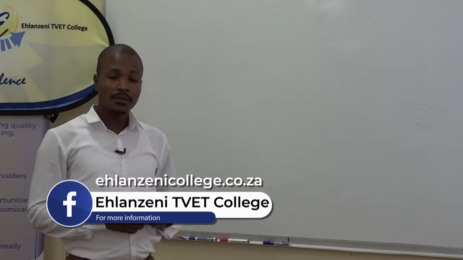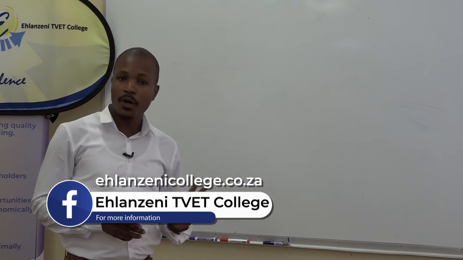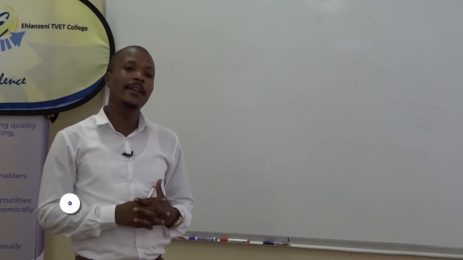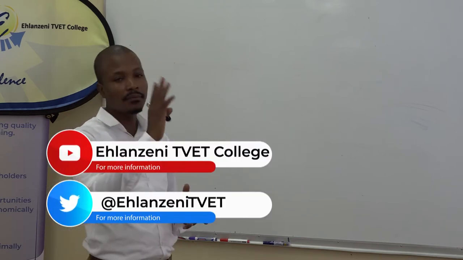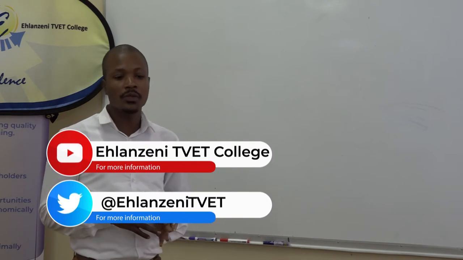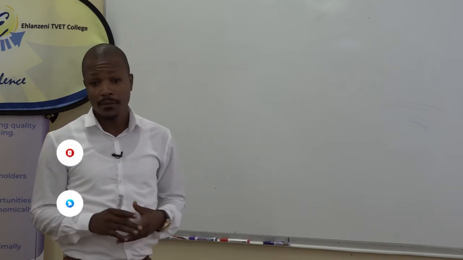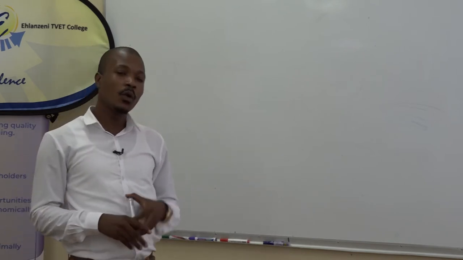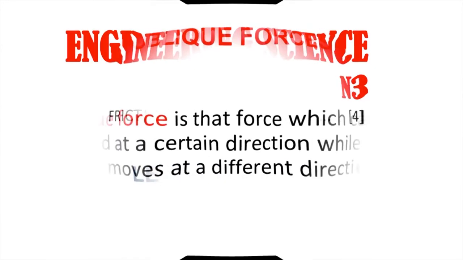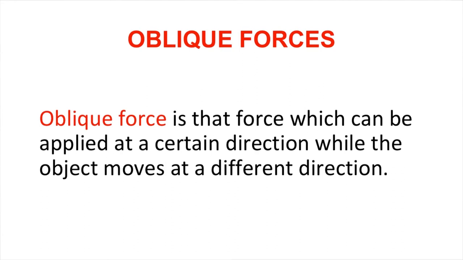Still on friction, last time we spoke about an inclined plane, this object sliding freely on an inclined plane, moving up and down. We said that we have components perpendicular to the plane and components which are parallel to the plane. We also looked at the calculations of such components. But today, with regards to friction, I want us to look at oblique forces.